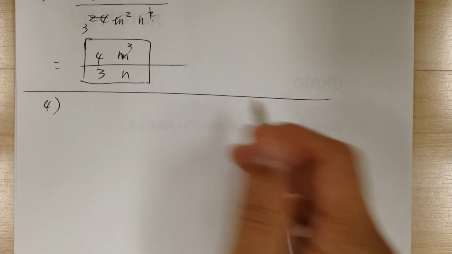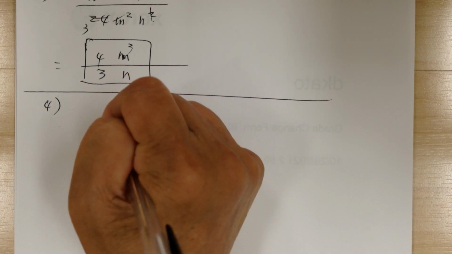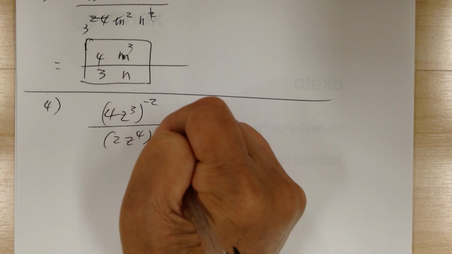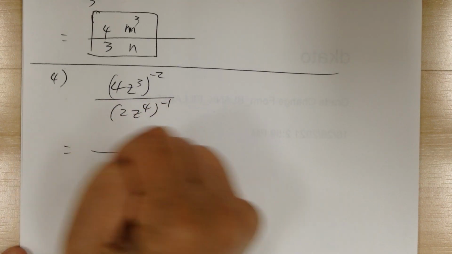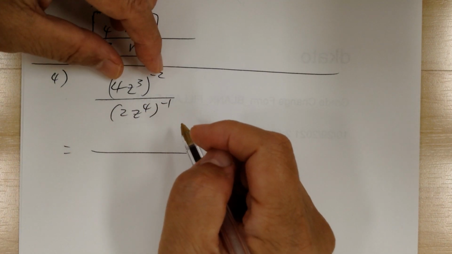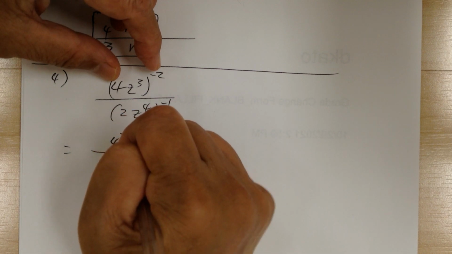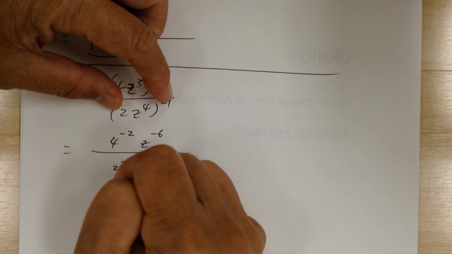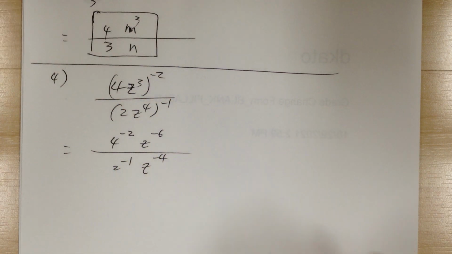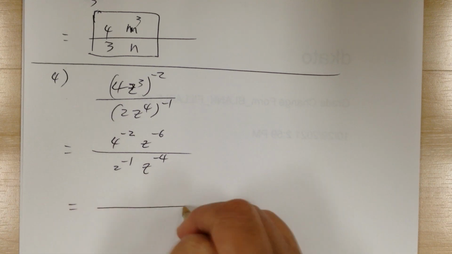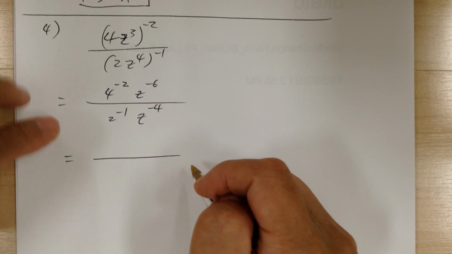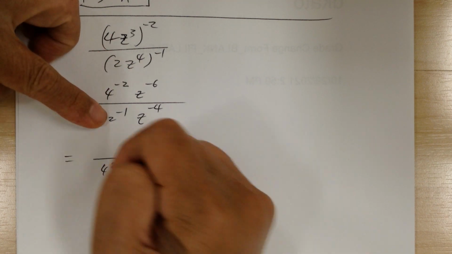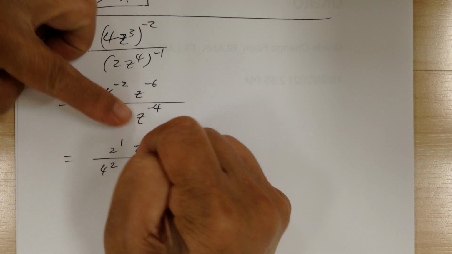Okay, number 4. You got 4z cubed to the negative 2 over 2z to the fourth to the negative 1. So first, let's go and distribute the exponent. So this would be 4 to the negative 2, z to the negative 6. Okay. This would be 2 to the negative 1, z to the negative 4. So again, first you apply the power rule. Next step is you go and do the flipping. So this gets flipped to the bottom, this gets flipped to the bottom, this gets flipped to the top, this gets flipped to the top.